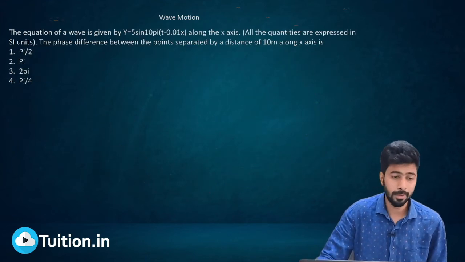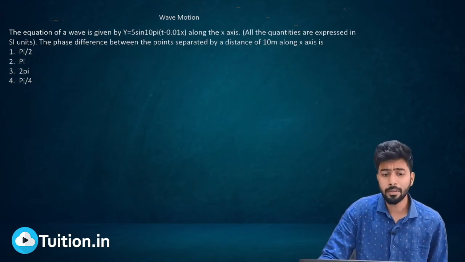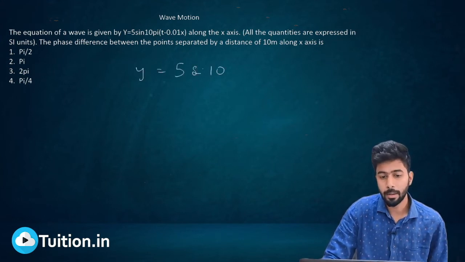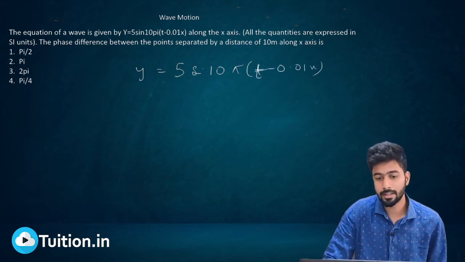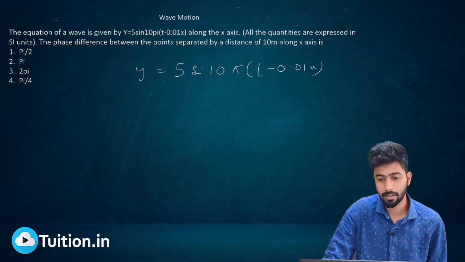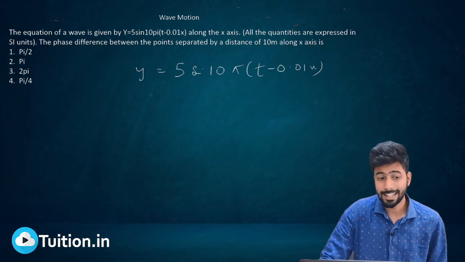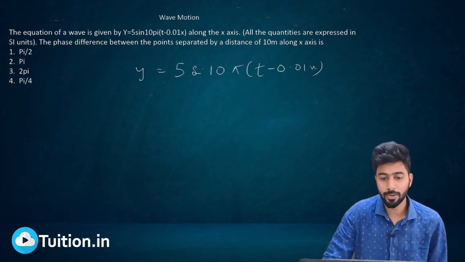Let's move on to the next problem now. The equation of a wave is given by y = 5 sin(10πt − 0.01x). This is along the x-axis, right? All quantities are measured in SI units, the phase difference between the points, right?